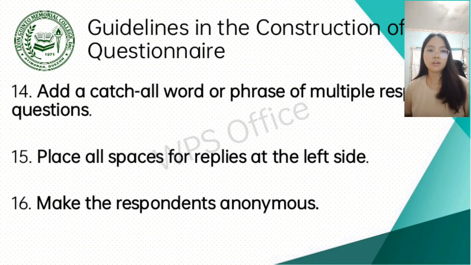So that would be all for the guidelines in the construction of a questionnaire, and that would be all for my report. Thank you.